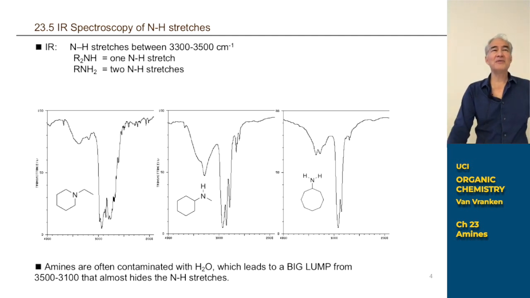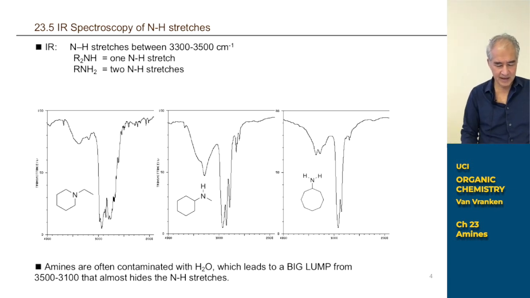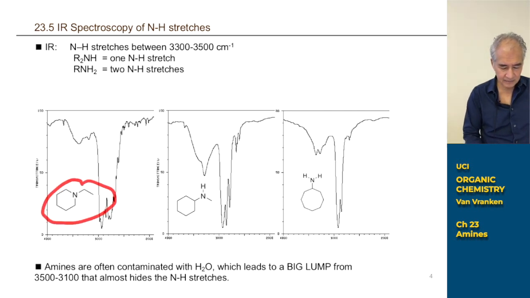And I tend to tell you that carbon NMR is a lot more useful than IR. But here's one of the winning cases where IR has some information that you can't easily get out of carbon NMR. And that has to do with the number of NH stretches. So I'm showing you down here 3 different amines. They all have the same basic structure in terms of the connectivity.